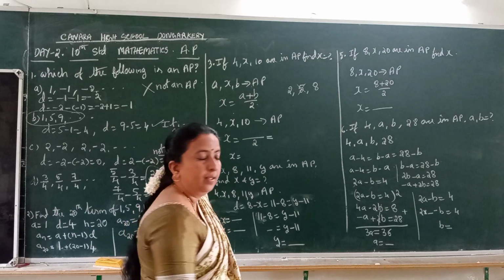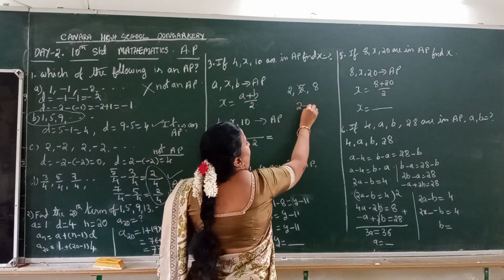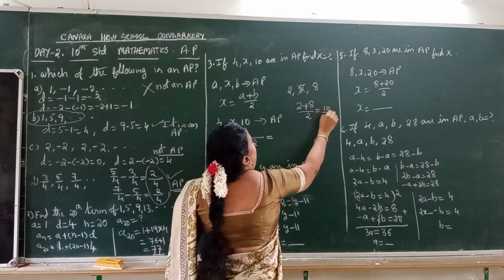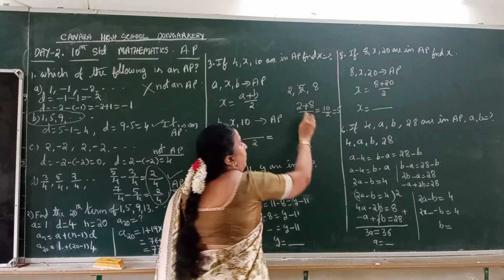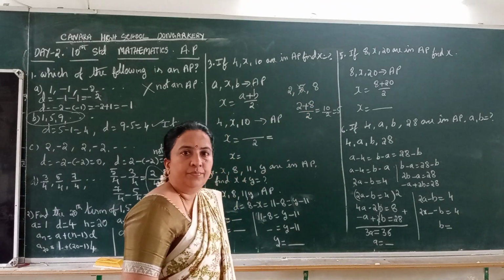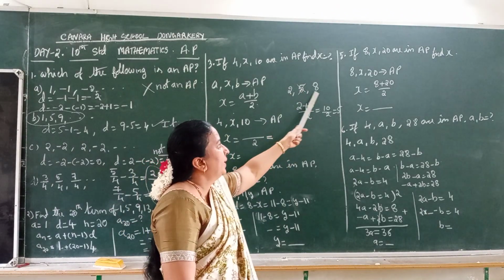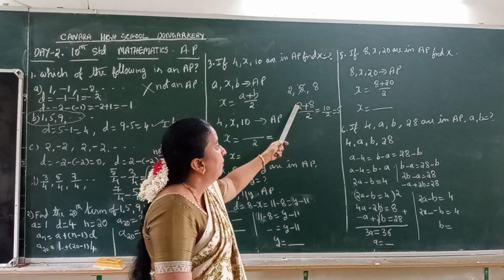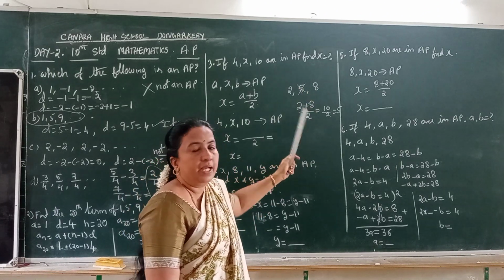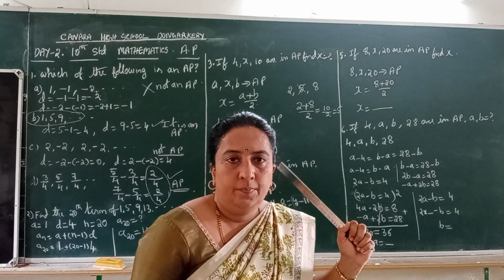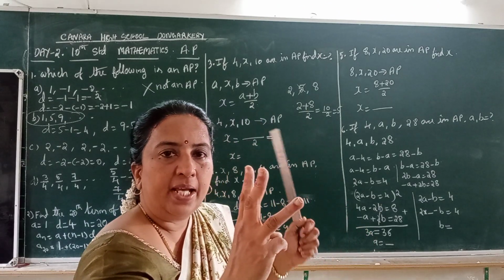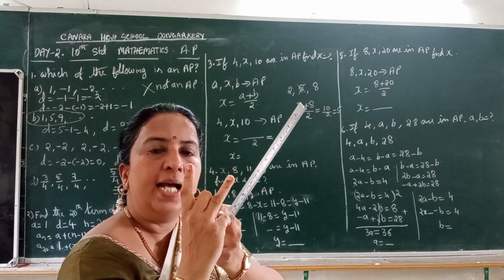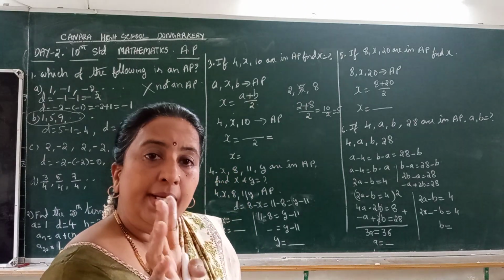division. 2 plus 8 divided by 2 is 10 by 2 is 5. That is the answer. That means when 3 terms are given, middle term is first term plus last term divided by 2.